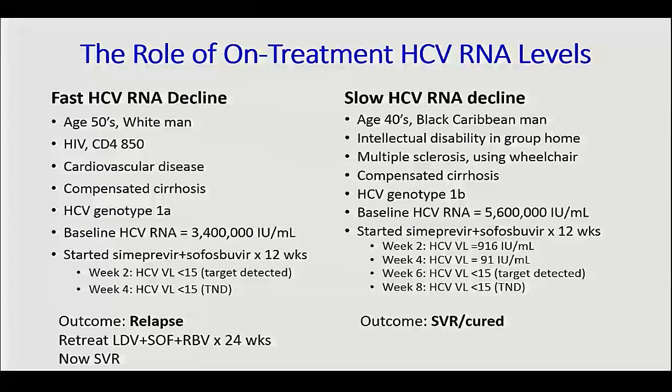The first one relapsed. I had to retreat him with Harvoni and ribavirin for 24 weeks, and he's now cured. And the second one got cured. So how did those on-treatment viral loads help me? They did not change my management at all.